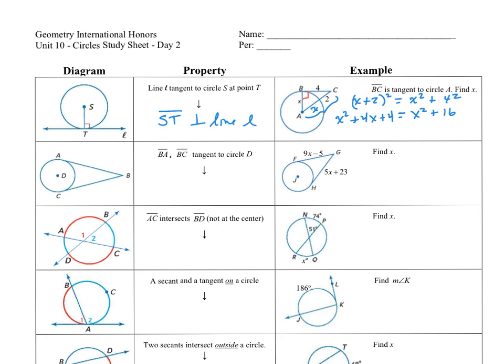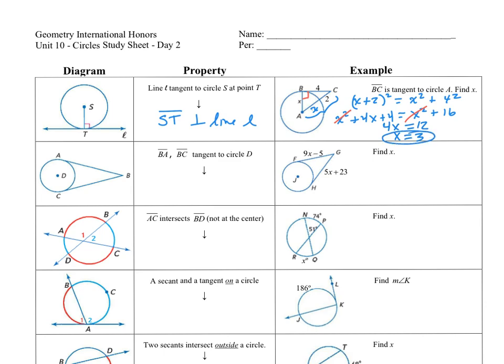Now, the nice thing about this equation, looks like we're going to have to solve a quadratic equation, except that we have an x squared term on both sides. So we can simplify this quite a bit by subtracting that x squared term from both sides, so we don't have to solve a quadratic equation. So that means that 4x, I'm going to go ahead and subtract 4 from both sides, is equal to 12, and so x is equal to 3.